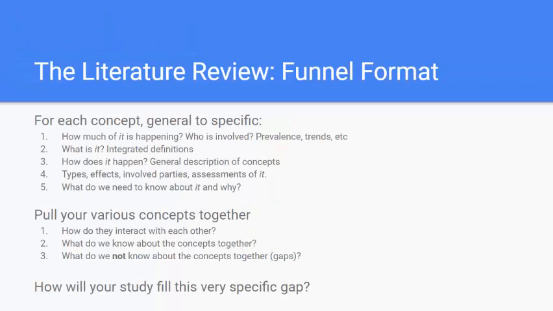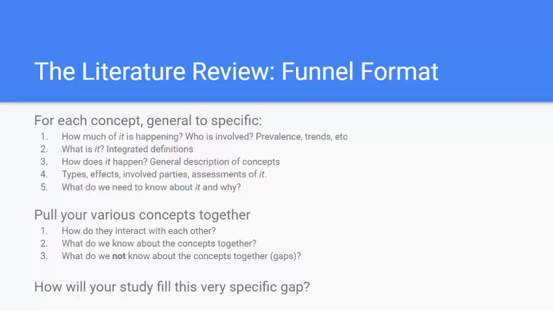So for each concept, going from very general to very specific, you talk about how much of it is happening, who's involved, what is this thing? Let's define what this concept is. How does it happen? What are the types of it? What do we need to know about it and why? So you would do that for each of the concepts that you're covering in your project.